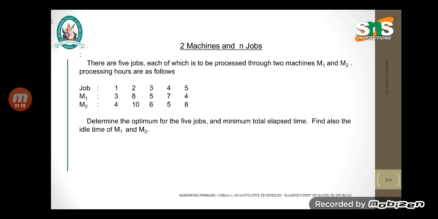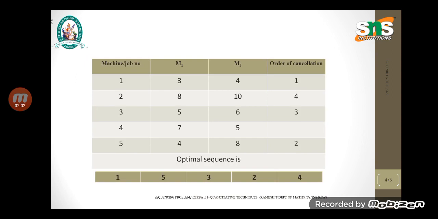Now we discuss the two machines and n jobs problem. There are 5 jobs, each of which is to be processed through two machines M1 and M2. Processing hours are as follows. On machine M1, job 1 takes 3 hours, job 2 is 8 hours, job 3 is 5 hours, job 4 is 7 hours, job 5 is 4 hours. On machine 2, the first job takes 4 hours, the second job is 10 hours, the third job is 6 hours, the fourth job is 5 hours, the fifth job is 8 hours. Determine the optimum sequence for these 5 jobs and the minimum total elapsed time. Find also the idle time of machine 1 and machine 2.